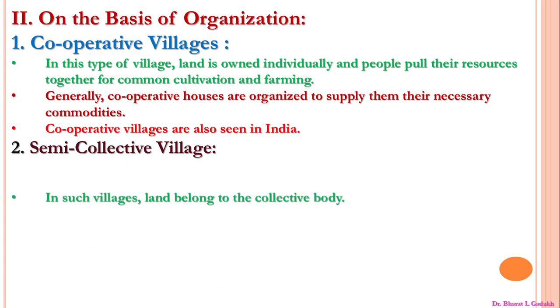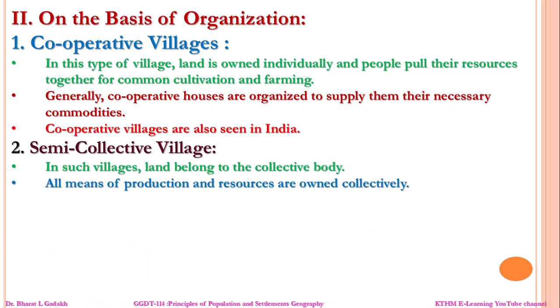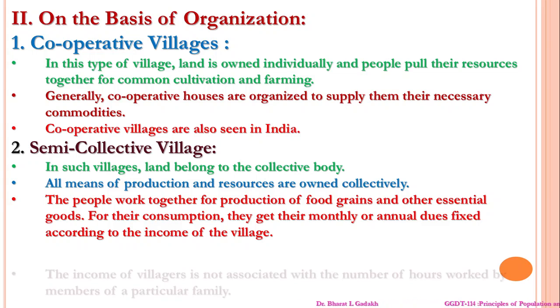Semi-collective villages. In such villages, land belongs to the collective bodies. All means of production and resources are owned collectively. The people work together for the production of food grains and other essential goods for their consumption. They get monthly and annual dues fixed according to the income of the village. These are the semi-collective villages.